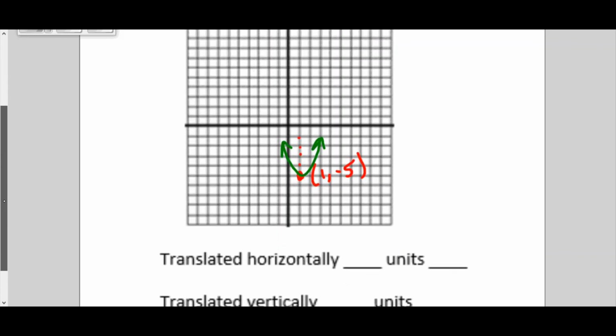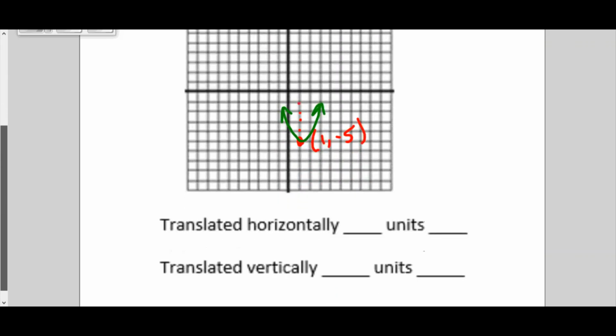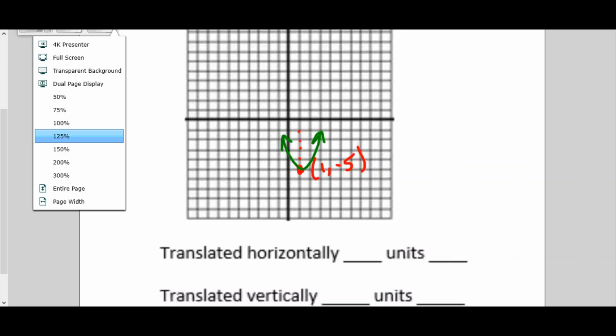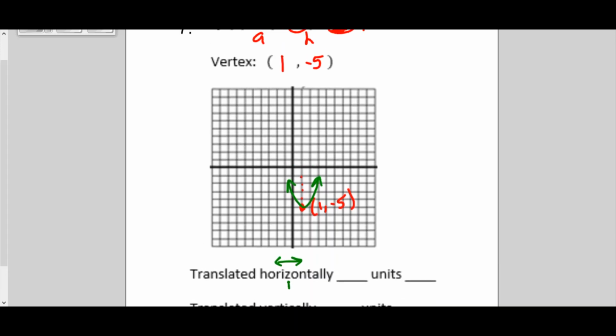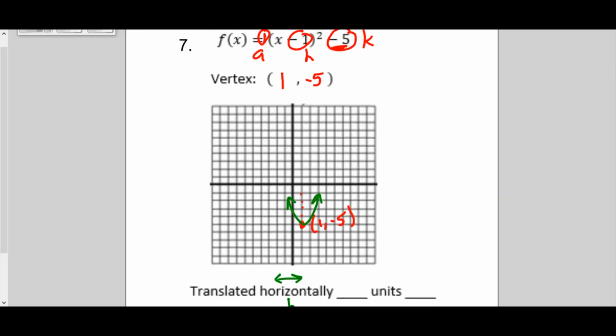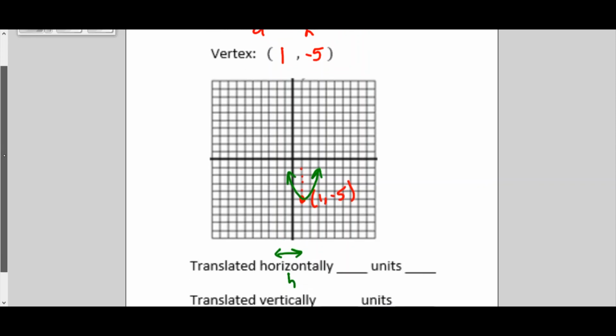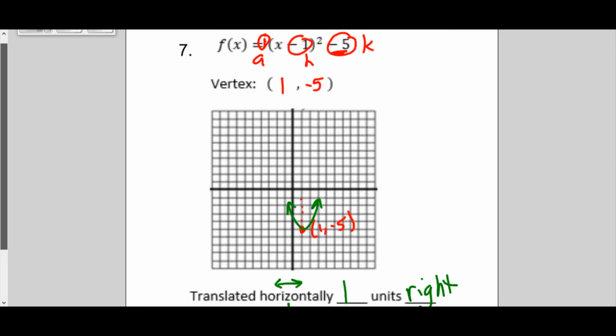Now, the last thing we want to do is describe the transformations. So let me zoom out a little bit. To describe a transformation, so it says translated horizontally. Horizontally means left and right. So horizontally, you're looking for your H value. So my H is 1. So I move my graph 1 unit to the right. So remember, inside with the X moves the graph left and right, and it always does opposite.